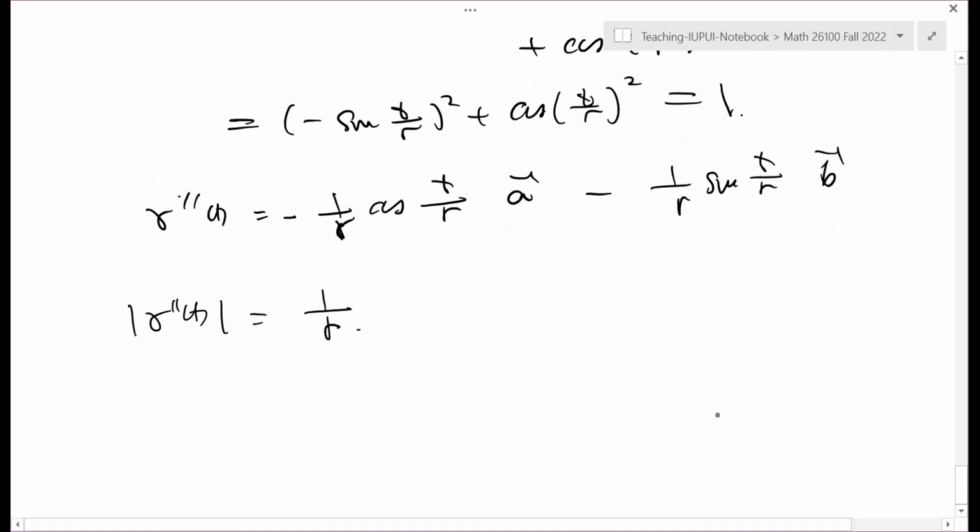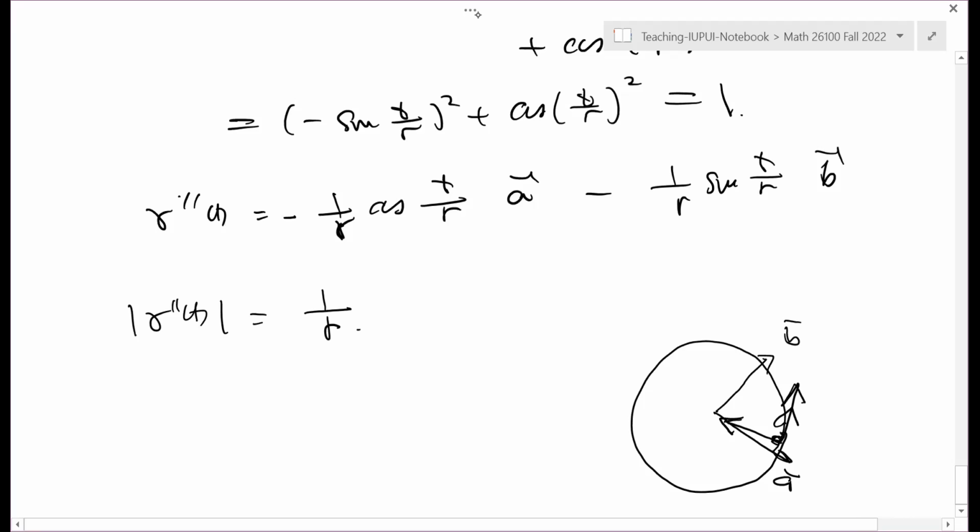If you look at the picture, this is a, this is b, so this is a rotation circle. This is a tangent vector, and the second derivative is pointing in that direction. The length depends on how far away the curve is from the center. If the radius is increased, then the length is getting shorter, so the circle is more flat.